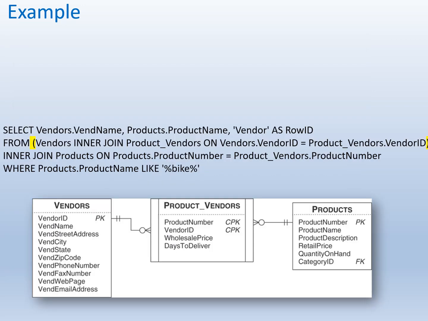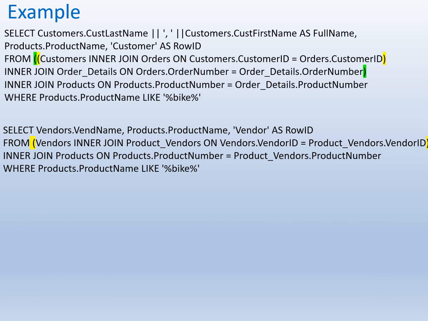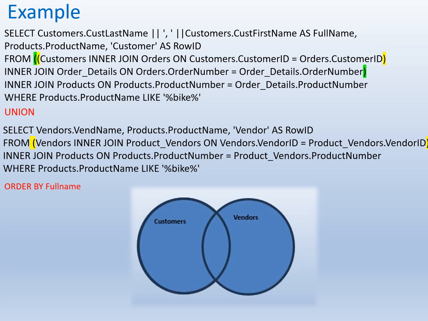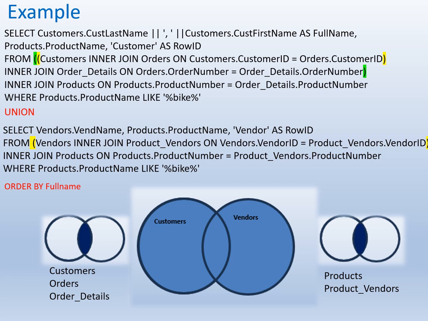For vendors and the bikes they supply, the select statement begins with vendors and an inner join on product vendors, followed by an inner join on products. If we take the select statement for vendors and the select statement for customers, we can combine them with the union keyword. At the very end, we can add the order by clause. Recall, only one order by clause is needed. This is the visual representation of the union of customers and vendors. We began with customers, orders, and order details, and products and product vendors.